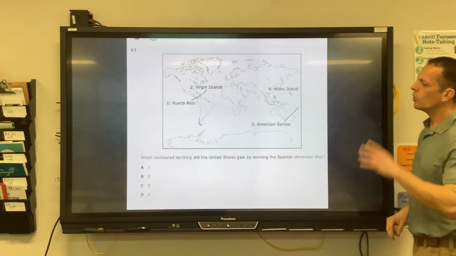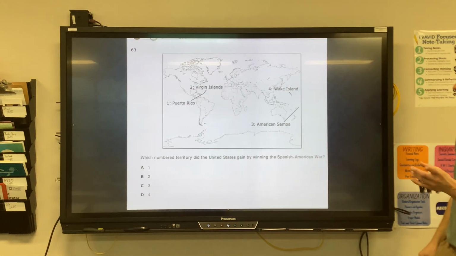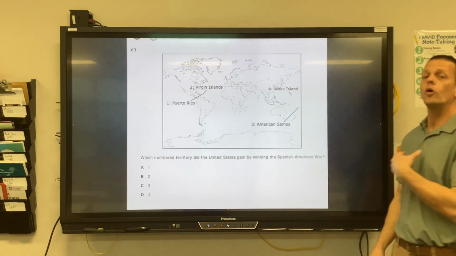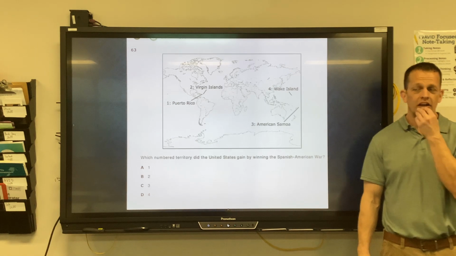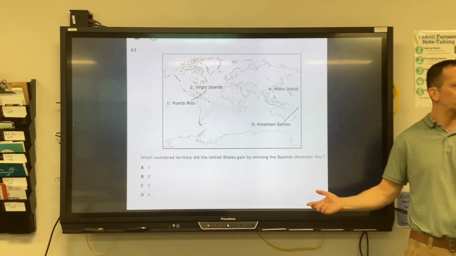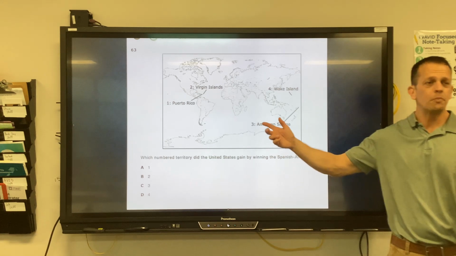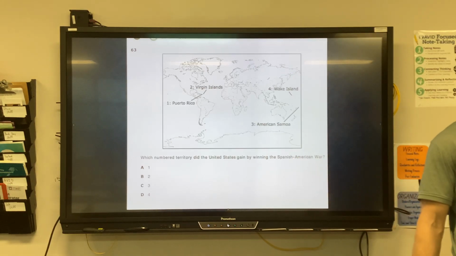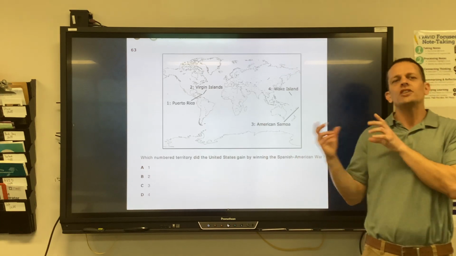2017, right? Which territory did the United States gain by winning the Spanish-American War? 1, Puerto Rico. 2, Virgin Islands. 3, American Samoa. 4, Wake Island. Now, you looked at that map, you saw we have all these territories, but which one do we get in the Spanish-American War? A, Puerto Rico, right? Okay. See how dumb and easy that question was? But I try to make that clear.